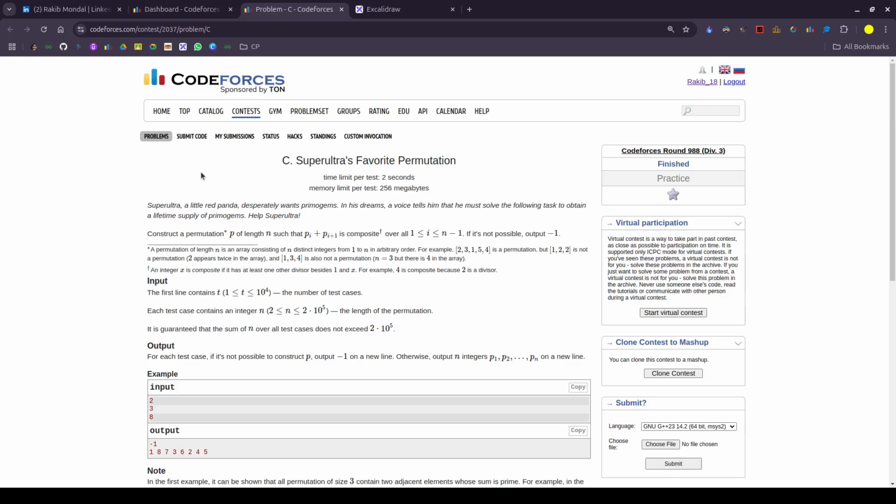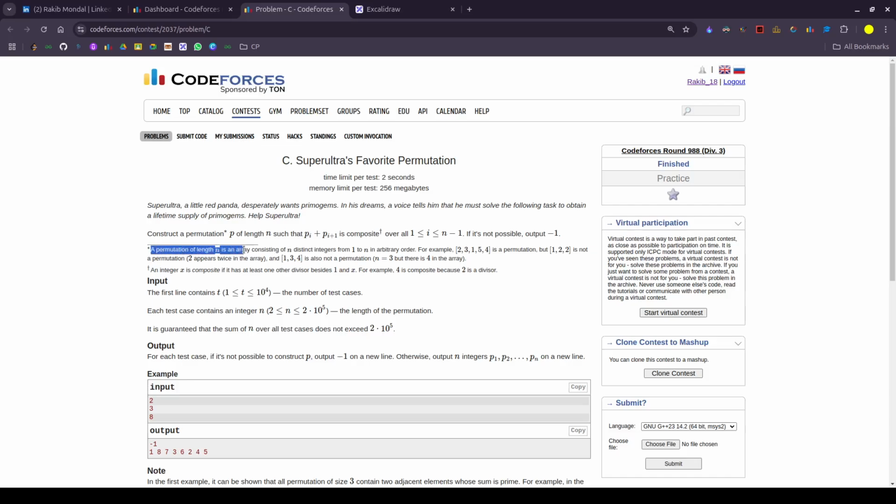like two consecutive values, the sum is composite. Like it is not prime. Composite value means it is not prime. Non-prime numbers, like it has multiple divisors except one and itself. If it is not possible, output minus 1. Okay. So there is also given the definition if anyone is not familiar with the permutation. So yeah, the definition is given about the permutation.